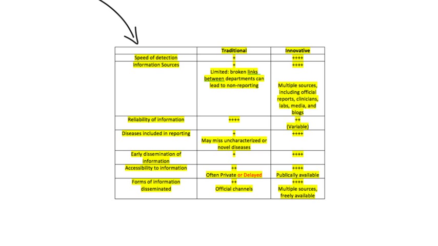As we discussed earlier, innovative disease surveillance, when used together with traditional disease surveillance, can increase the speed of outbreak detection and reporting.